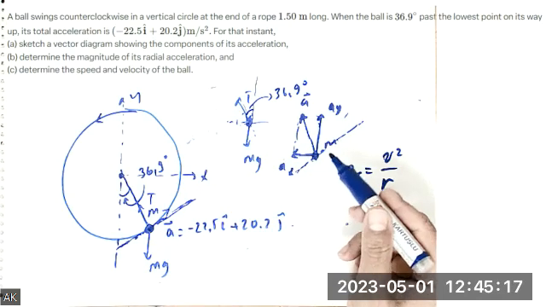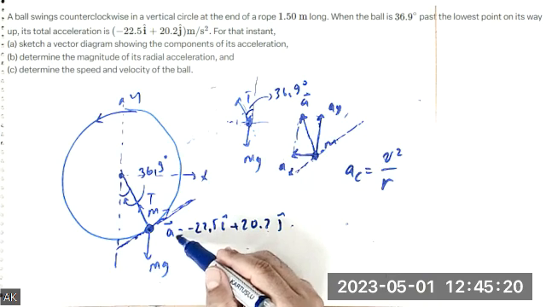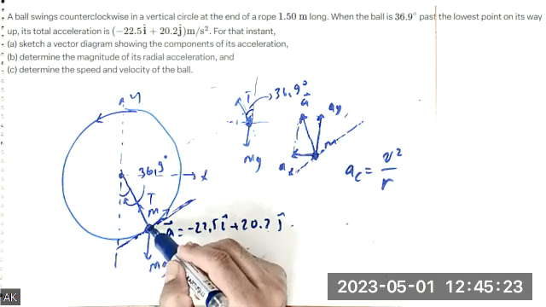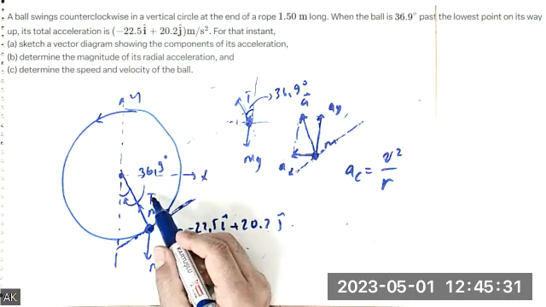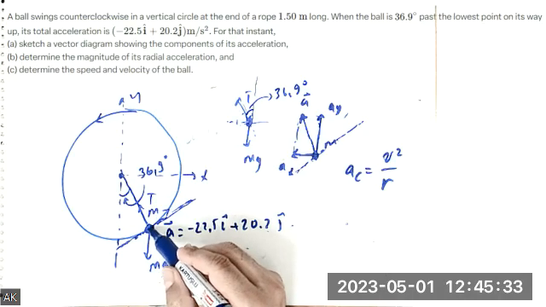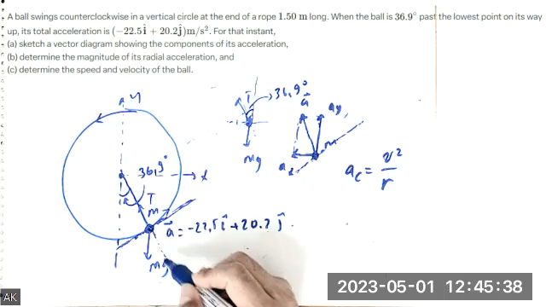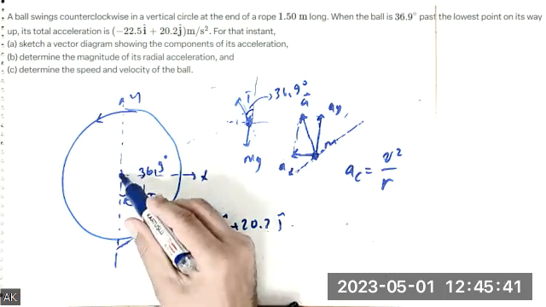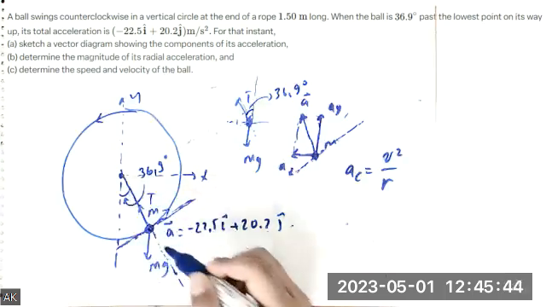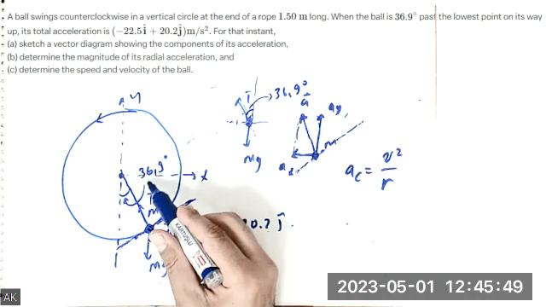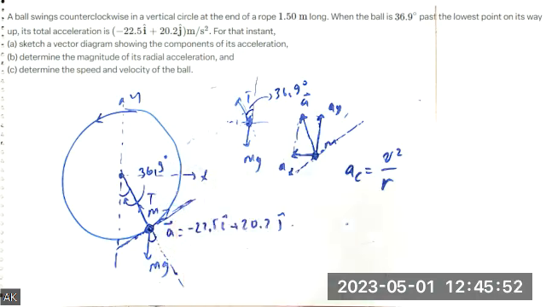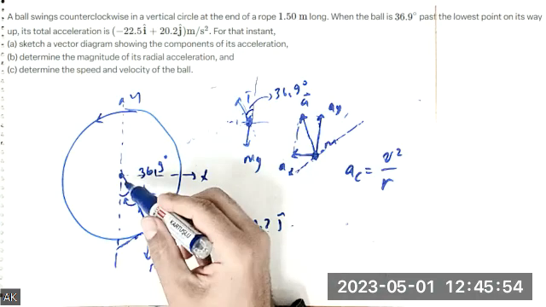We can resolve this total acceleration in the radial direction. But let's calculate first what T is. Can we find what T is? If you just draw this line that goes toward the center, we also know that this mg force is making the same angle with that of T, which is 36.9.